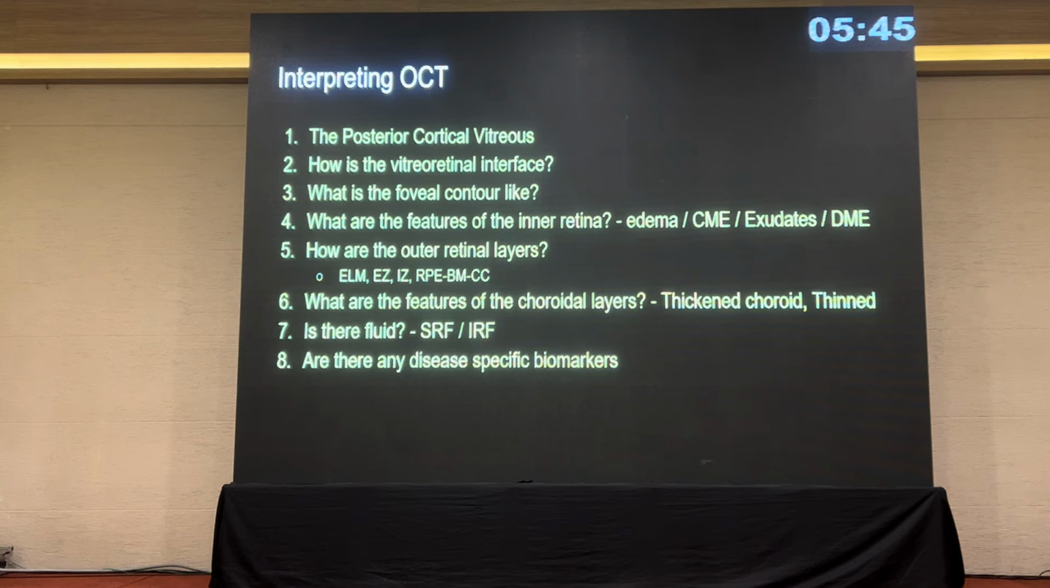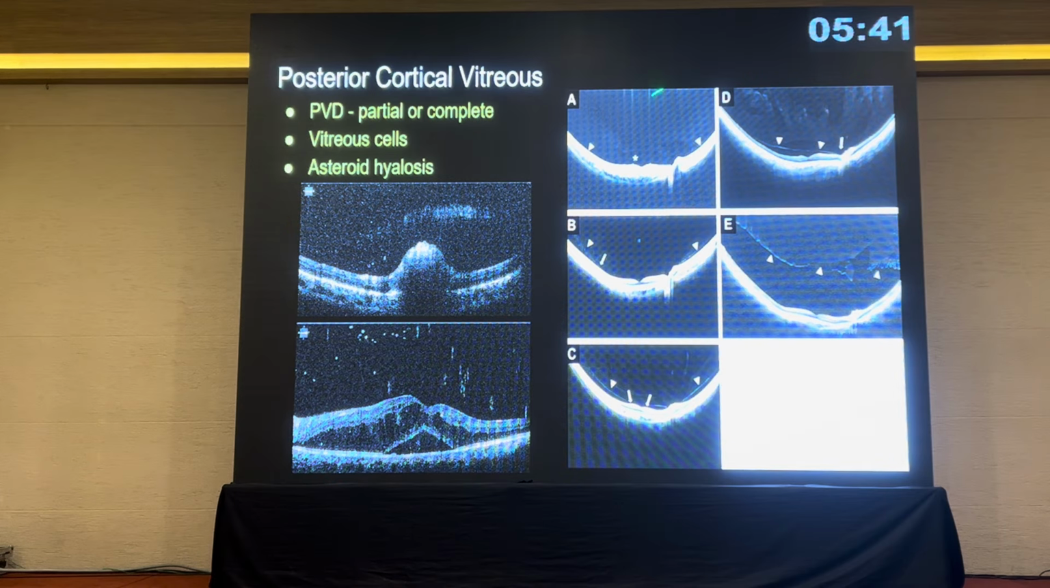Now that we know the basics of OCT, let us see how we can interpret OCT. We should start in a systematic way, right from the top to the bottom. In the vitreous cavity, you may find a posterior vitreous detachment which may be complete or partial. You could see vitreous cells in a case of uveitis. This is a case of retinochoroiditis. You can see the inflammation and the response here. And sometimes you see these hyperreflective dots which are asteroid hyalosis, and they cause backscattering or shadowing.